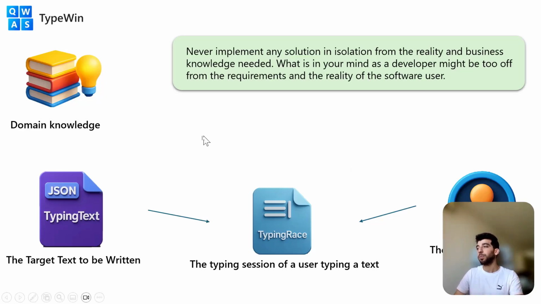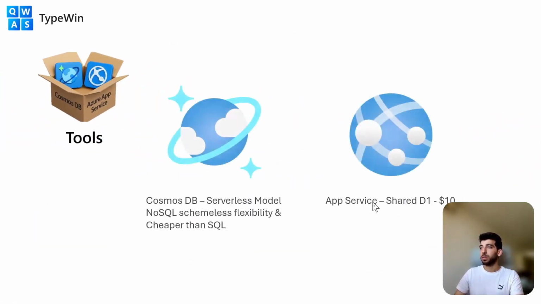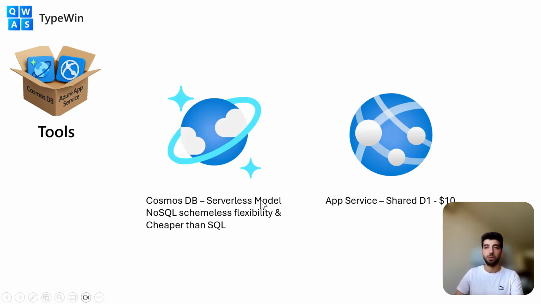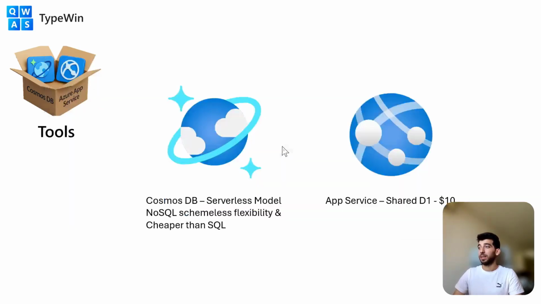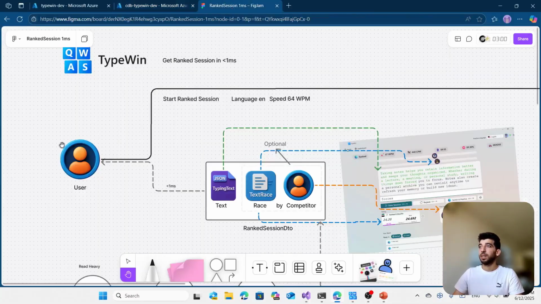Now, regarding the tools, I used Cosmos due to the schemaless nature of the data, and the app is ASP.NET Core hosted on Azure. Currently, it's on the development tier because I don't have many users up to this moment, but I can scale. All right, let's go to a diagram right now and see how this solution is actually implemented.